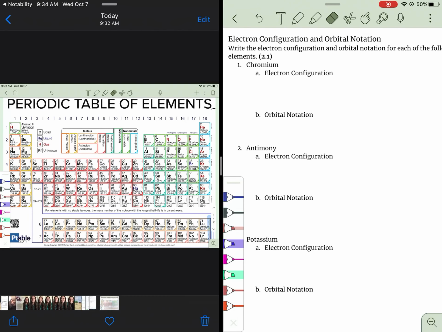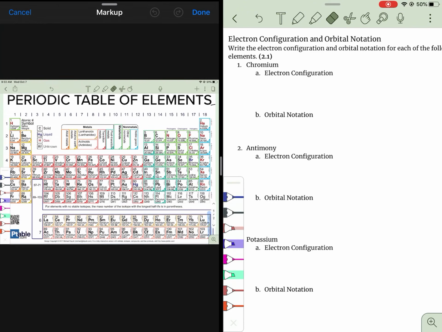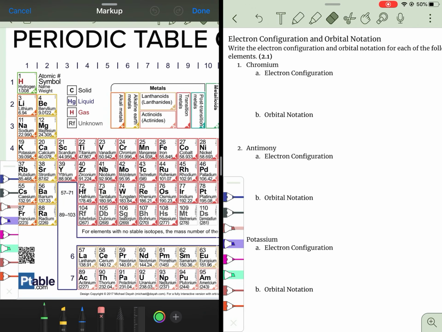So for both of these, I'm going to have my periodic table up, and we're going to be going through these as we go, okay? Again, you should have feedback on yours. This is just a tutorial of how we figured out these. So the first element that we're going to be looking at here is chromium.